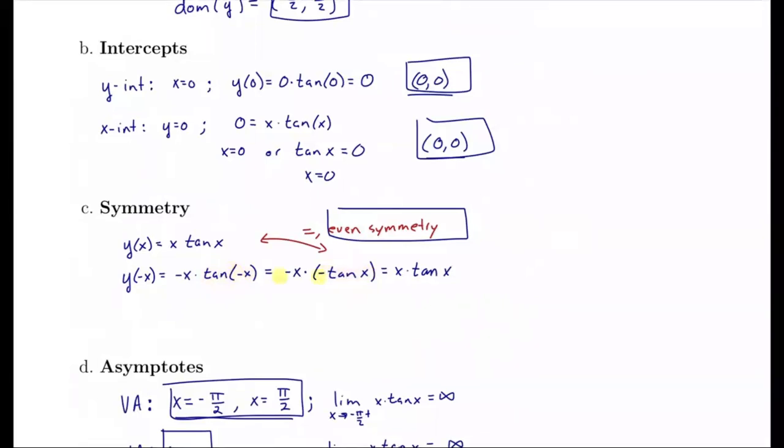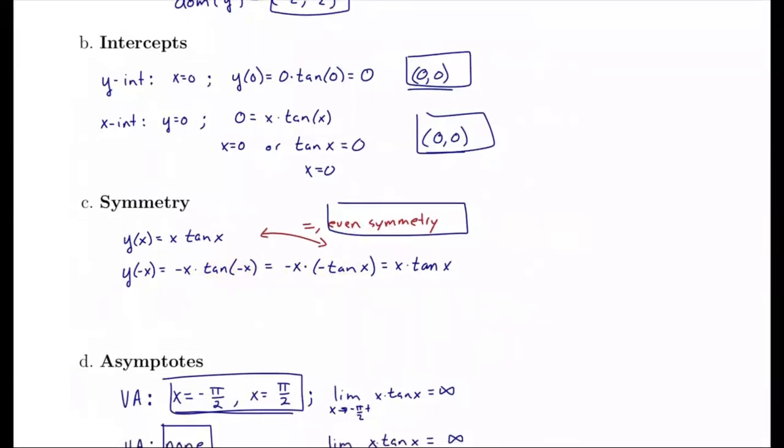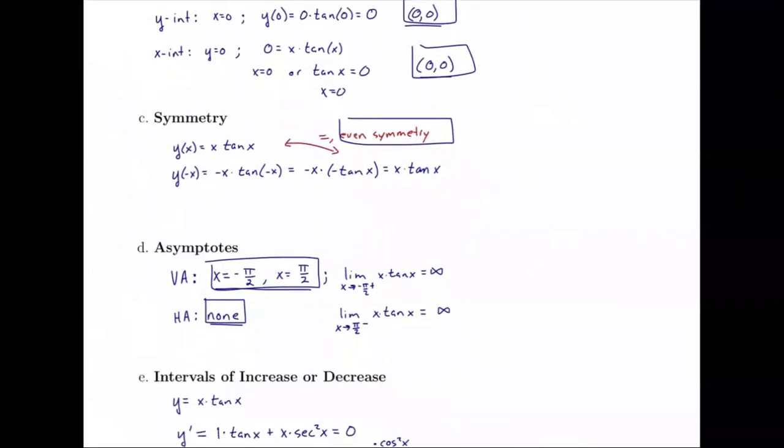So then I have a negative times a negative, and I end up with positive x tangent of x. Well, that's equal to my original function. y of x equals y of negative x. So I have even symmetry. I have folding symmetry about the y-axis, right? Or vertical symmetry. So that's a nice tool we've already seen to be able to exploit symmetry to inform us on how to sketch the graph of something.